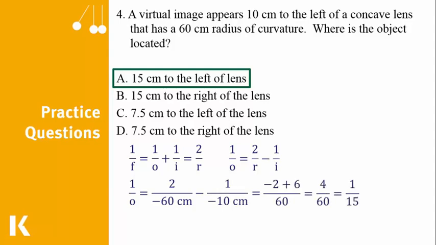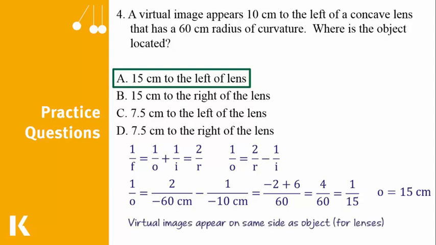Let's fill out the math, and we get an object distance of 15 centimeters. If we look at the answer choices, we see that we still have to figure out which side the object is on. The object distance is positive, which means it's on the same side as the light coming in. But the best way to figure this out is to realize that a virtual image will also be on the same side as the light coming in. Our image is to the left of the lens, so our object must be on the left as well.